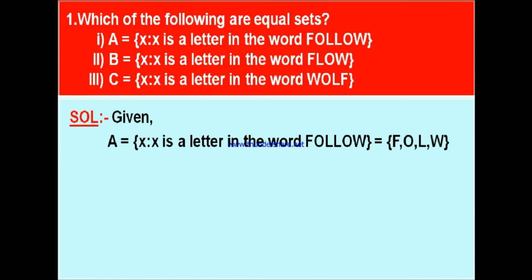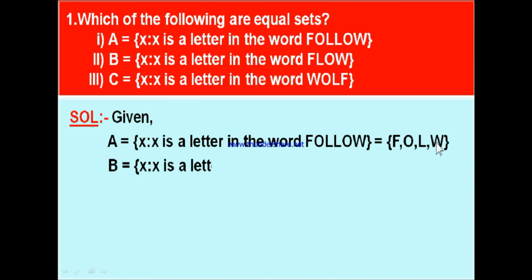We are given that A is equal to the set of x such that x is a letter in the word follow. Now what are the different letters in the word follow? F, O, L and W. Only these are the four different letters. We know that no element should be repeated in a set. Therefore, the list form of the set A is equal to the set {F, O, L, W}.